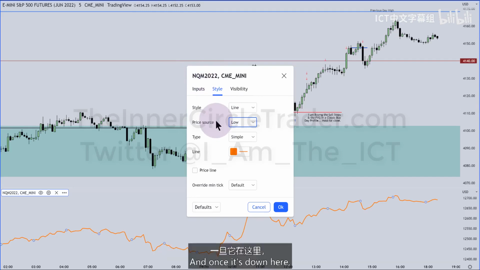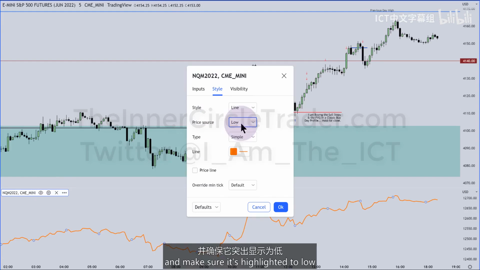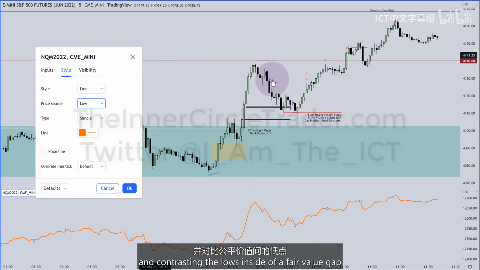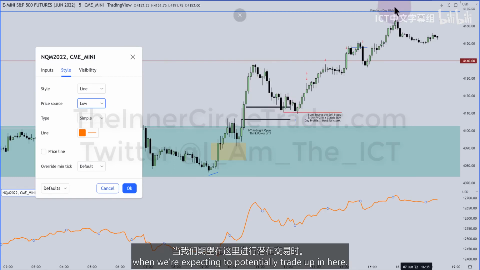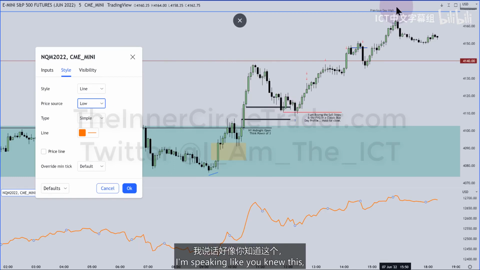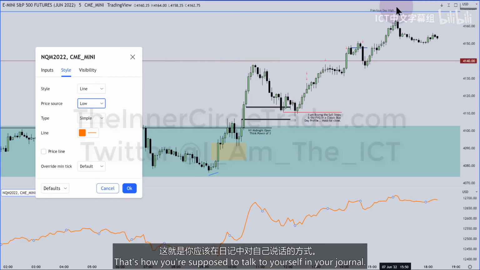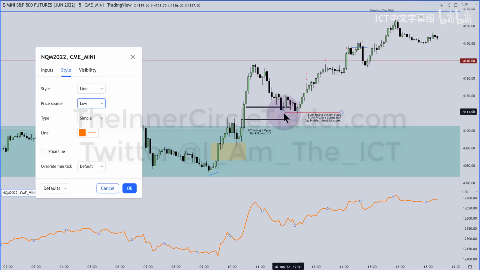All right, so anyway, with the Compare tab, you're putting in this symbol here as a selection in the drop-down menu, and once it's down here, you click on the little gear and make sure it's highlighted to low, because what we're doing is we're comparing and contrasting the lows inside of a fair value gap after a retracement into a discount when we're expecting to potentially trade up in here. I'm speaking like you knew this. Okay, that's how you're supposed to talk to yourself in your journal.